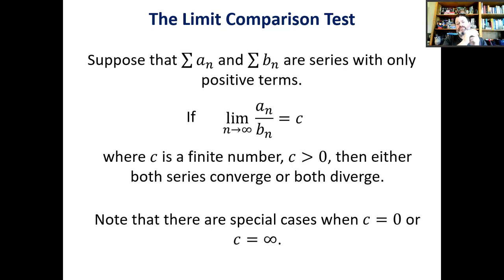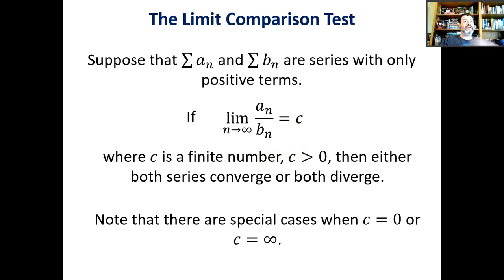If the limit of the ratios of the terms is a number, c, where c is finite but greater than 0, it obviously can't be negative because every term in these series is positive. So you can't divide a positive by a positive and get a negative. So if we get a number here, then either both series converge or both diverge.